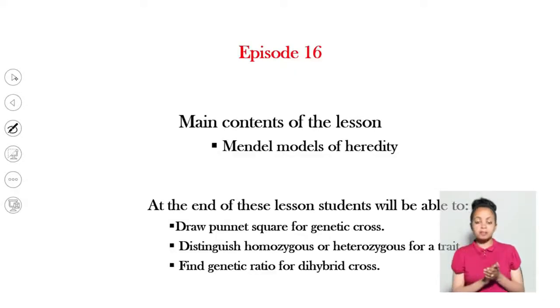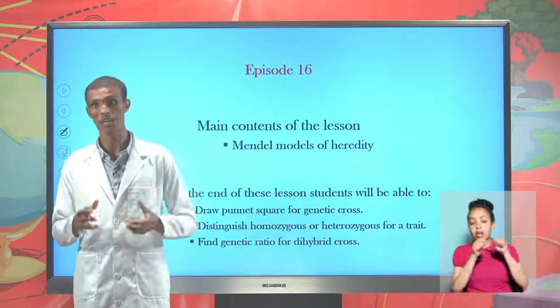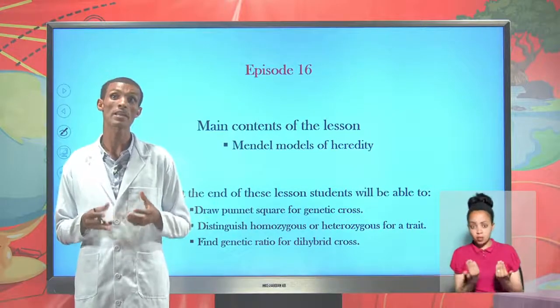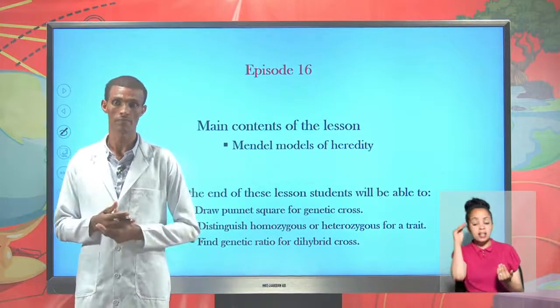Students, in our last lesson, we saw some genetic crosses and the law of segregation, as well as what a monohybrid cross means and how we can deduce the phenotype and genotype of a given cross. In today's lesson, we will again see the Mendelian model of heredity.